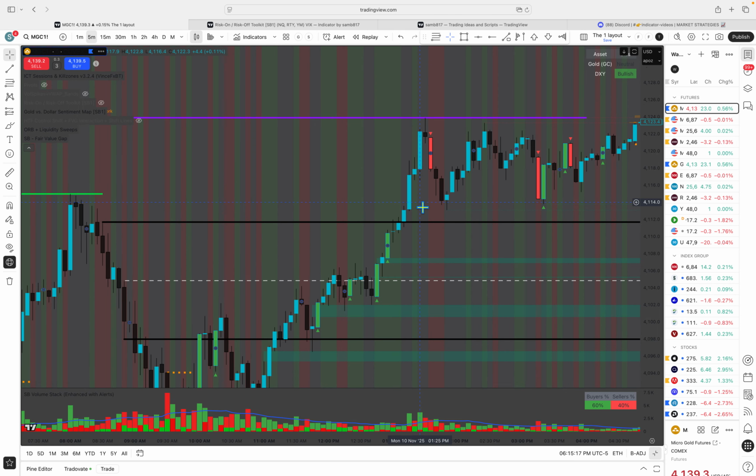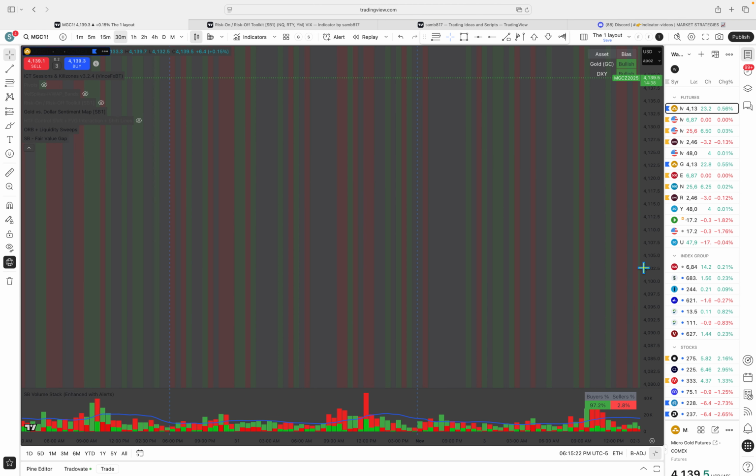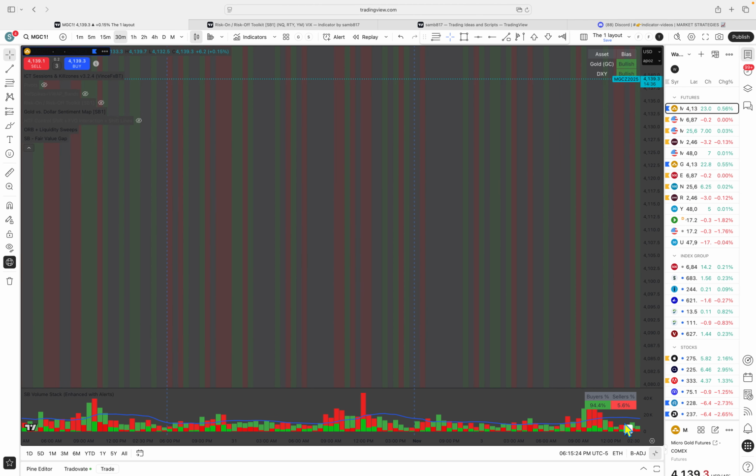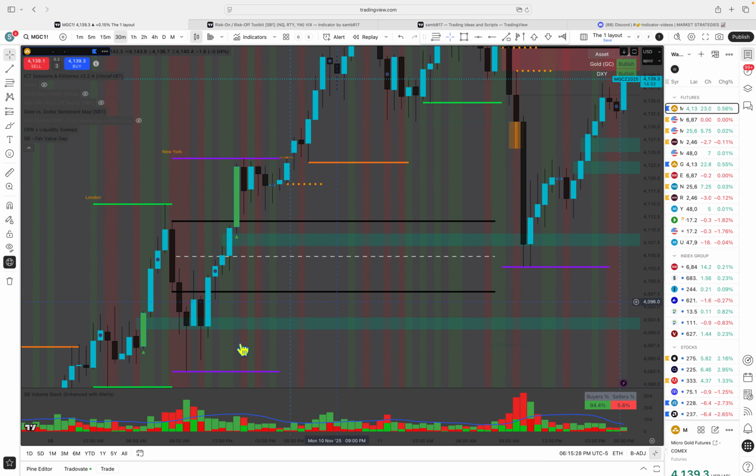So you can utilize this, like I said, on different time frames. If we want to go to a higher time frame, like the 30-minute, then you'll see the same thing. It pretty much depends on how you like to trade.